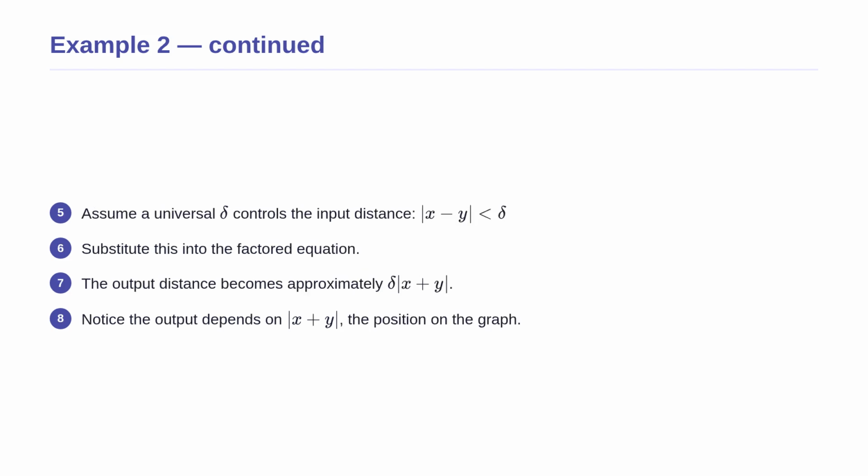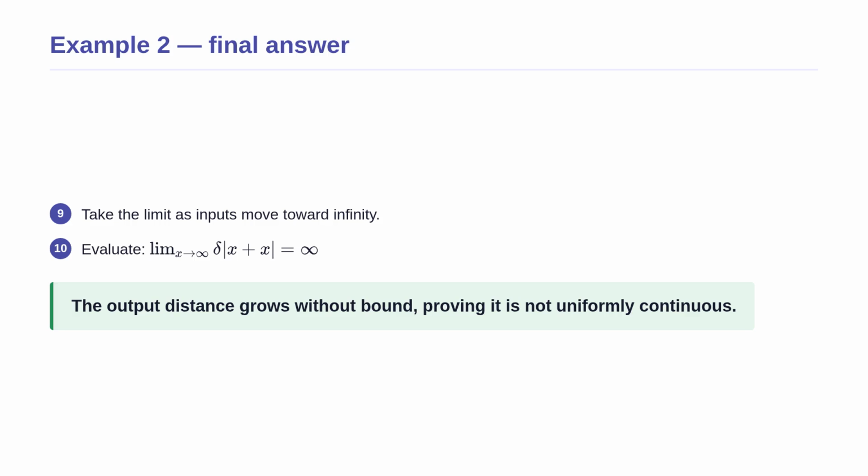Continuing with our parabola, let us assume we try to pick a universal delta to control the input distance, keeping it smaller than this tiny value. We substitute this maximum input distance back into our factored equation to see what happens to the outputs. By replacing the input distance with our chosen delta, we get an approximation of the output distance, which is delta multiplied by the absolute value of x plus y. This new expression reveals the fatal flaw. The output distance is not just controlled by delta, it is multiplied by how far out on the number line we are looking. Now let us see the final result of this flaw.